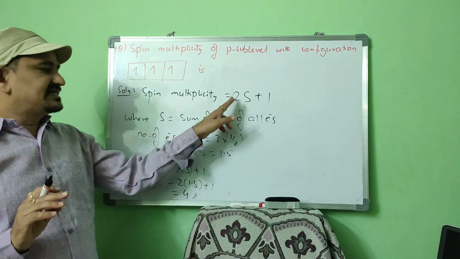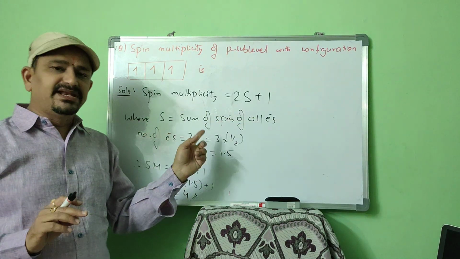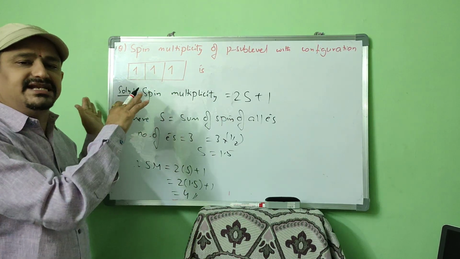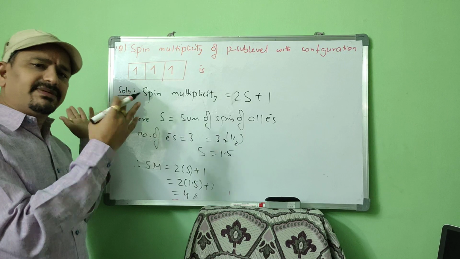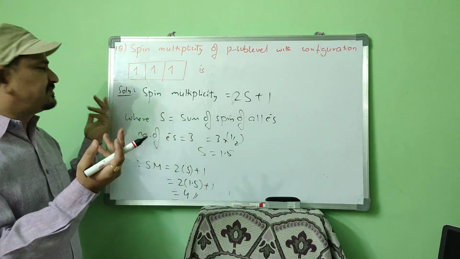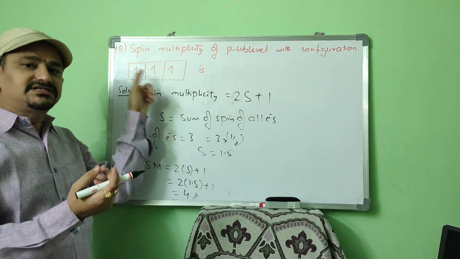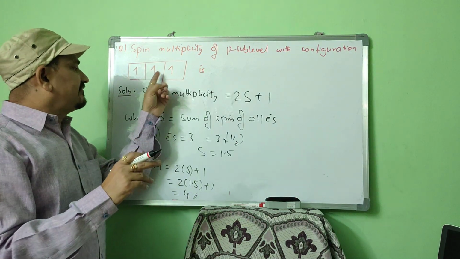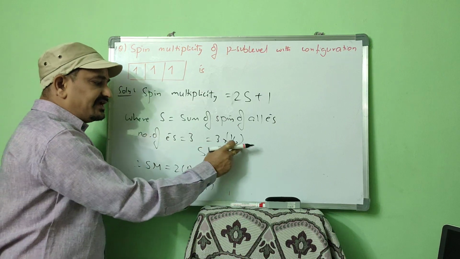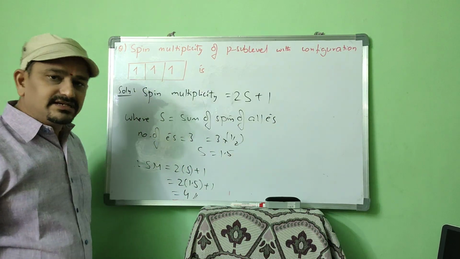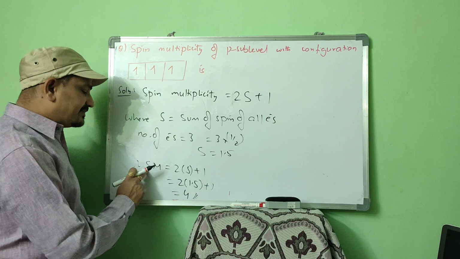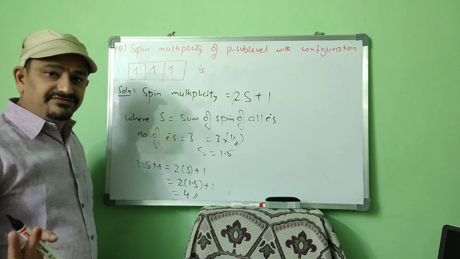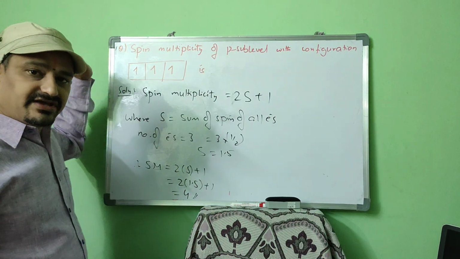What does this capital S correspond to? It is the sum of the spin of all electrons. The rest of the electrons are paired. When the electrons are paired, plus half and minus half, they become 0 net spin. But for these 3 unpaired electrons, either plus or minus half is to be considered, neglecting the sign, half and half and half. 3 electrons, 3 into half, 1.5 is the capital S value, right? Now spin multiplicity equals 2S plus 1, 2 into 1.5, 3 plus 1, 4. So this is the solution for the given question.